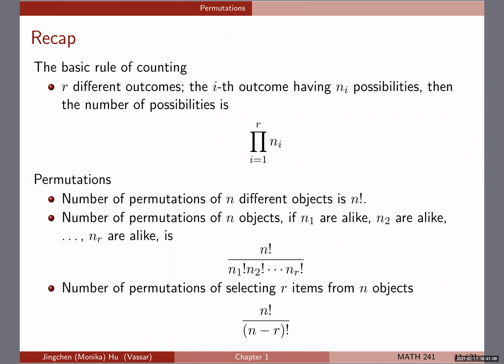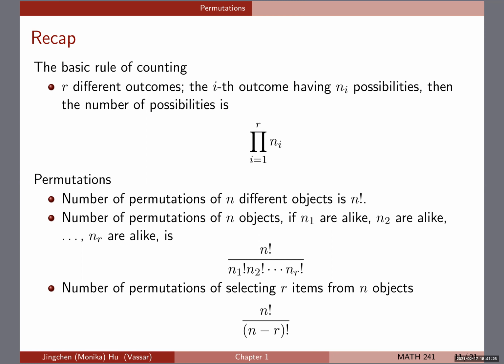So to recap, we talked about the basic rule of counting. And then for permutations, we talked about 3 different versions of permutations. The first one is most straightforward, most basic. The number of permutations of n distinct objects would be directly n factorial.